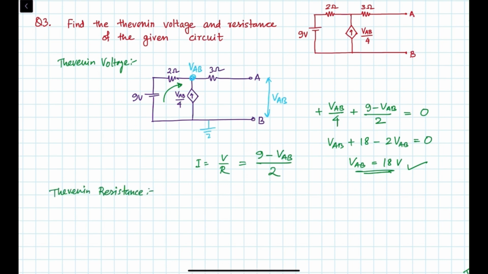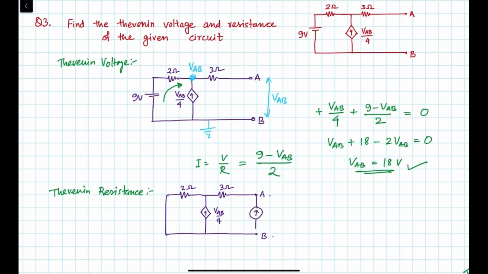So first we have to remove the independent sources. So here we have one independent source, that is the 9 volt voltage source. So we have to short circuit that. So if we do that, the circuit will look like this. We have to connect a voltage or current source in this part. So let's connect a current source.